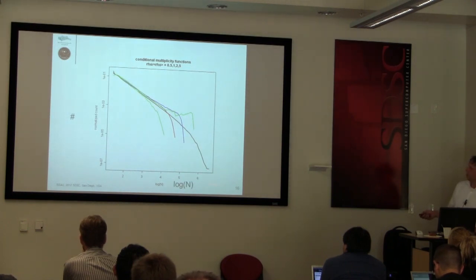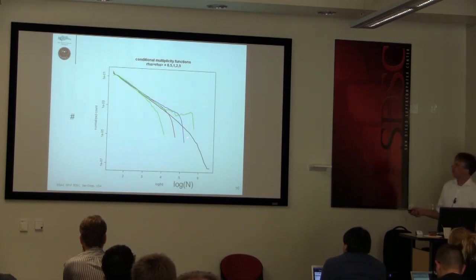So this is the logarithm of the number of particles. This is the number of halos that you have in these bins. So this is the overall. If I don't put any restrictions on, this one is in the low density region. So you see you have way fewer high mass friends-of-friends groups.